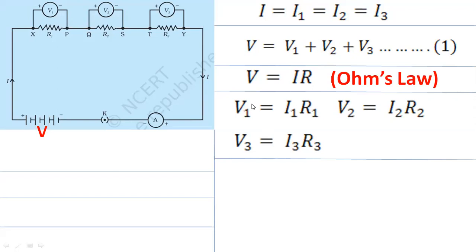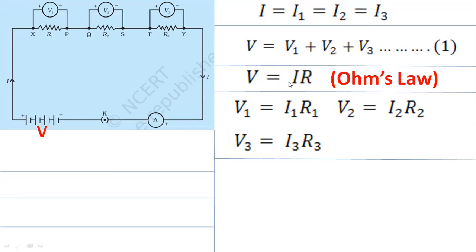First, give me a response in the chat box. Till this particular step, have you understood? Currents we have taken same, potential difference we have added, and that would be equal to the battery's potential difference. And Ohm's law, V is equal to IR, and we calculated values for V1, I1, and R1.